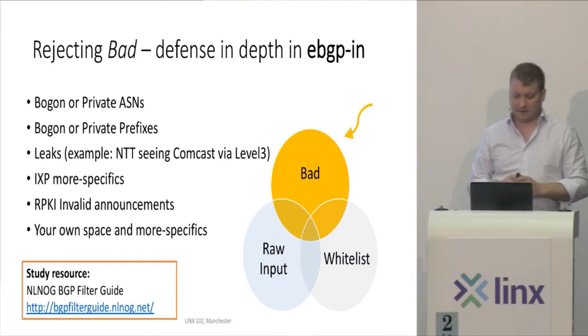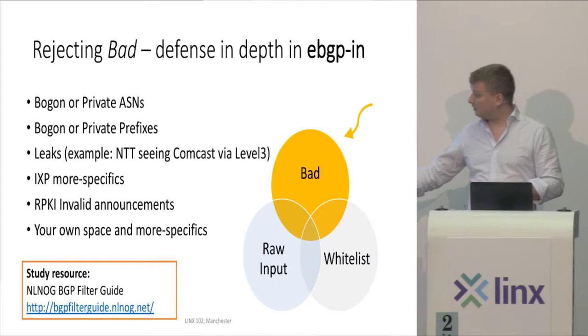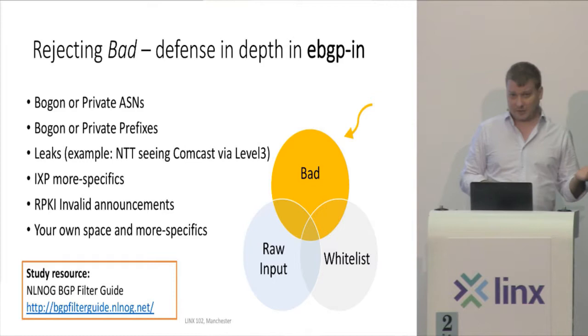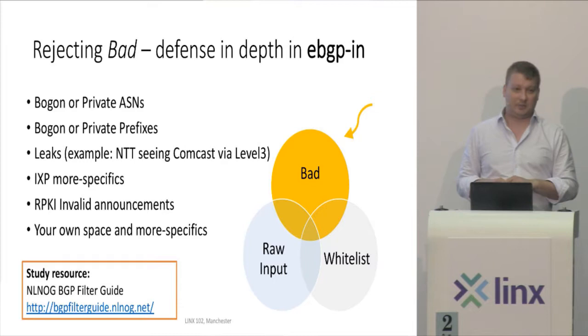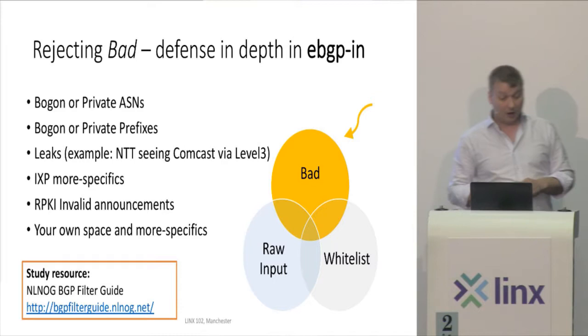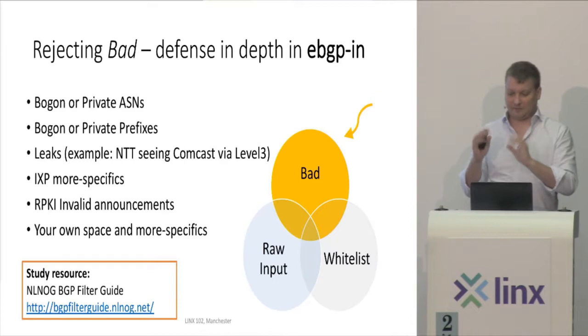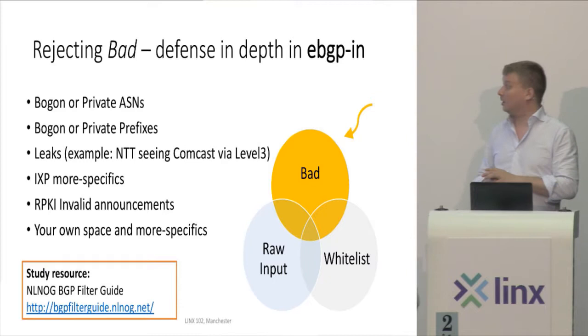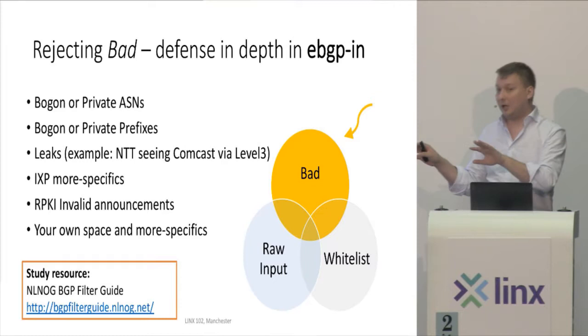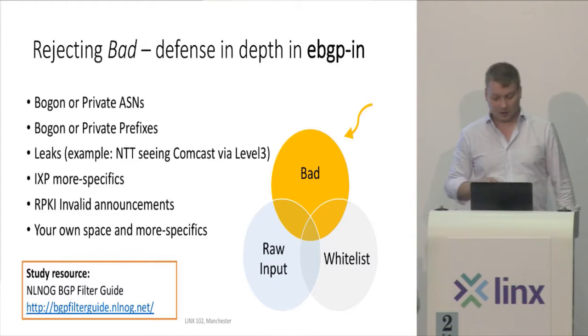NTT calls this peer locking, and more is described at this NLNOG URL. Of course, IXP more specifics, so the more specifics of the peering LAN prefixes, always reject those. Accepting more specifics of an IXP peering LAN can only result in tears. RPKI invalid announcements are another contributor to the class of bad routes. And finally, your own space and more specifics of your own space are often not something you want to accept from eBGP neighbors. This does not apply if you're a CDN and your deployment is all separate islands, but this assumes you have a coherent backbone.